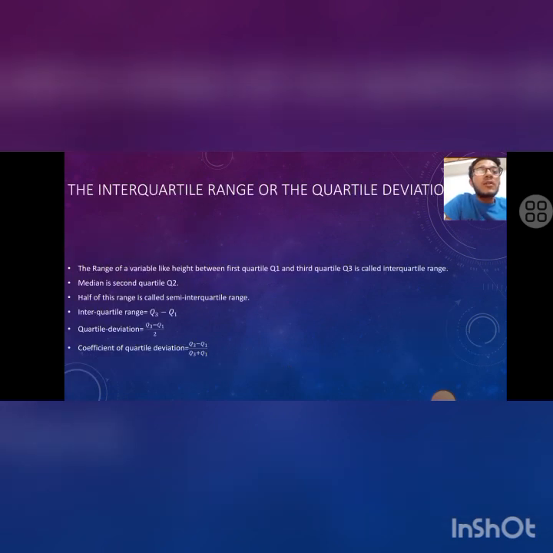Second, the interquartile range or the quartile deviation. The range of a variable, for example height, between the first quartile Q1 and third quartile Q3 is called interquartile range. Median is the second quartile, Q2. Half of this range is called semi-quartile range. Interquartile range equals Q3 minus Q1. Quartile deviation equals (Q3 minus Q1) divided by 2. Coefficient of quartile deviation equals (Q3 minus Q1) divided by (Q3 plus Q1).